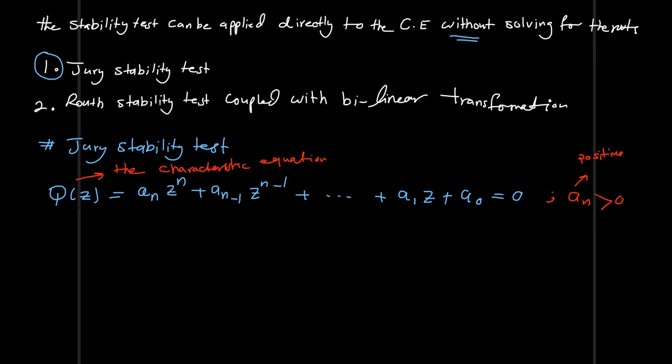And you know that if the order of the system is higher than 2 or 3, it will be difficult to find the exact location. So that's why we need to judge about the stability without solving for the exact location. So simply, we need to build the Jury table. And after that, I will state the necessary and sufficient condition for the system to be stable.